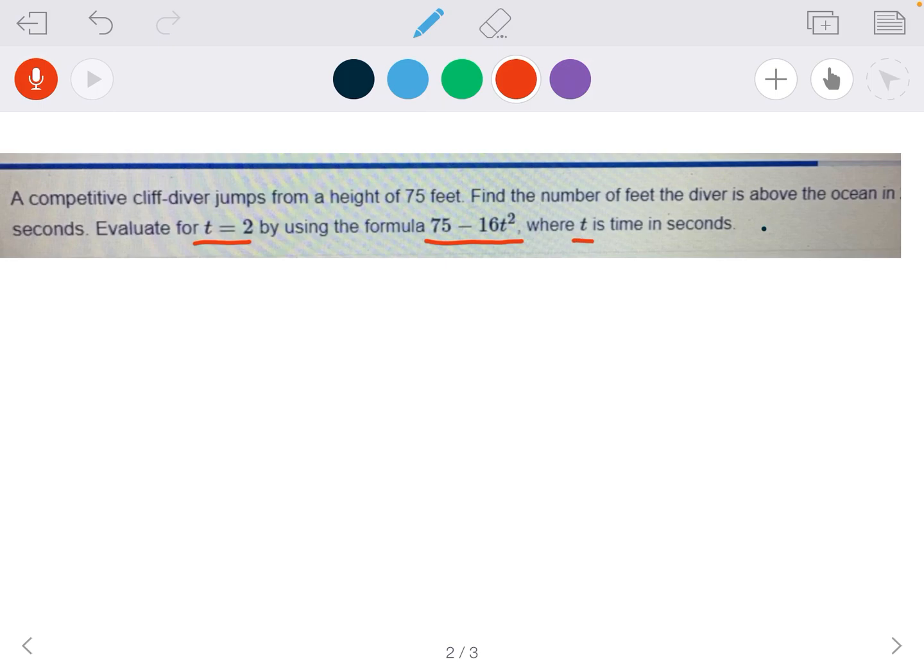So again, they're giving you a formula and they're giving you a value, you just have to plug that value in. So I'm going to write the formula, 75 minus 16, it's going to be times t squared. And this square only goes with the letter t, not the 16.